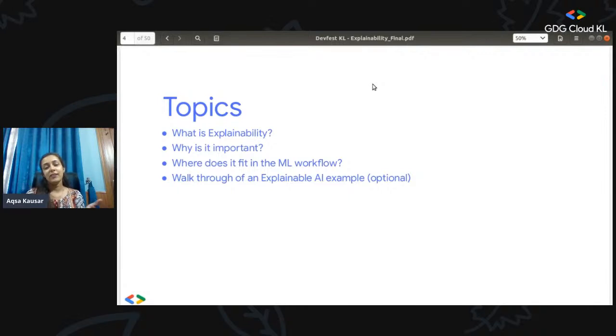So today, our talk will cover what explainability is, why it is important, and where it really fits into the machine learning workflow. And then, depending on time, we'll look into a sample example for explainable AI.